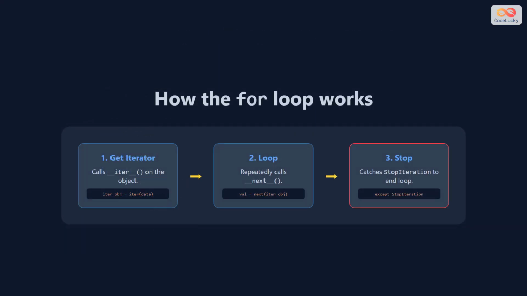So, when you write a for loop, this is what happens behind the scenes. First, Python gets the iterator from the object. Then, it repeatedly calls dunder_next to get values. Finally, when it catches the StopIteration signal, it gracefully ends the loop.